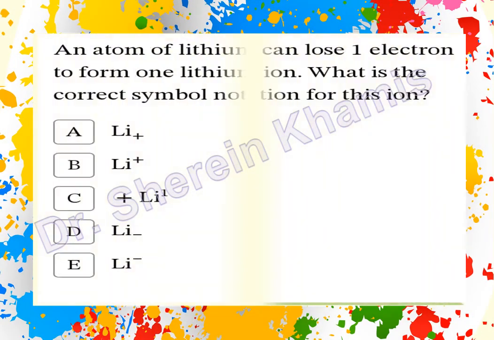Question number 5 says that an atom of lithium can lose 1 electron to form 1 lithium ion. What is the correct symbol notation for this ion? What is the meaning of correct symbol notation? It means carrying what? A positive or negative charge, or what drawing illustrates that you are a positive ion after losing 1 electron.